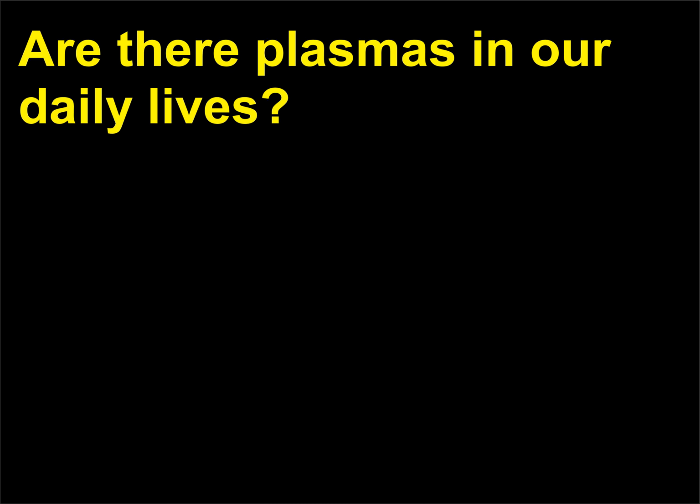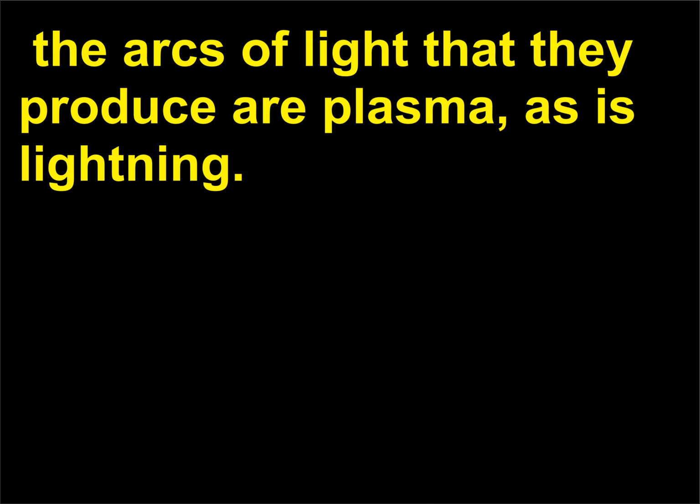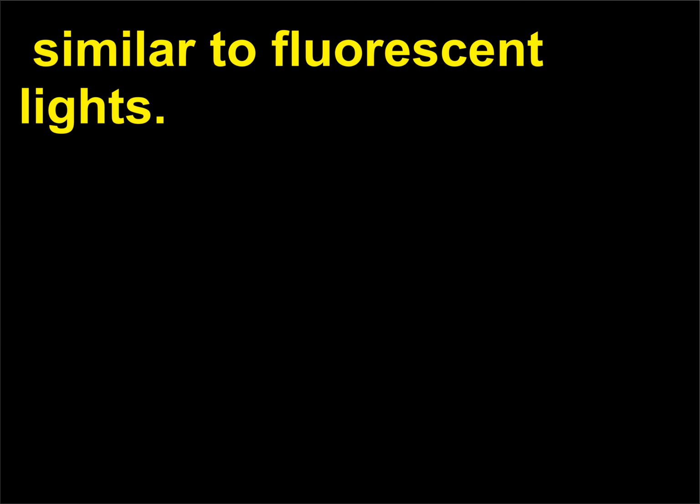Are there plasmas in our daily lives? Plasmas are found in fluorescent lights and neon lights. If you've ever seen a Tesla coil at a science museum, the arcs of light that they produce are plasma, as is lightning. Plasma TVs and plasma lamps are correctly named, both generate light using plasma, similar to fluorescent lights.